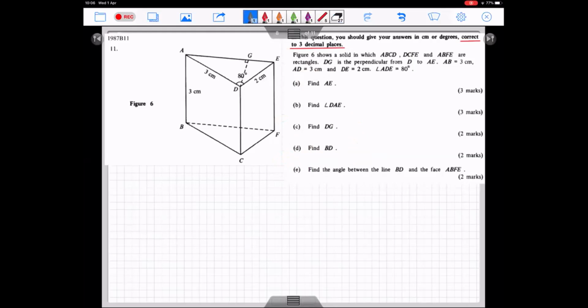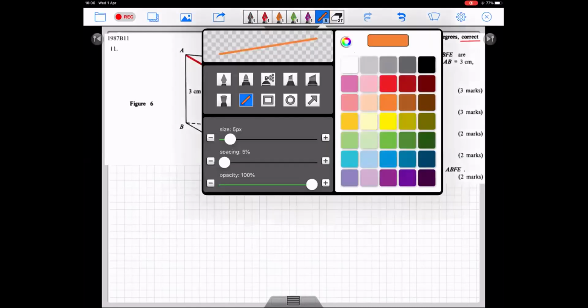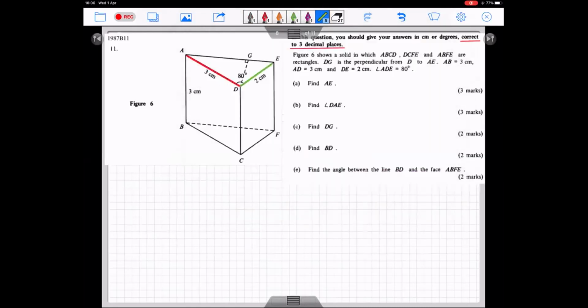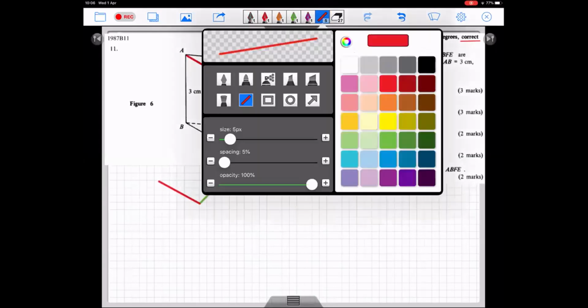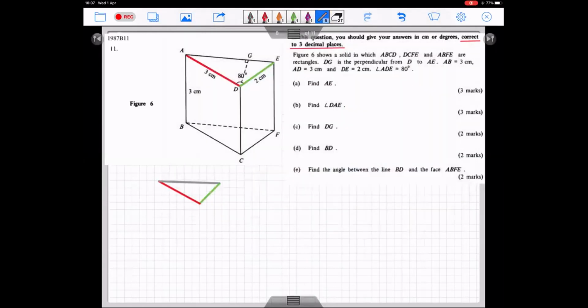All right, so let's look at them one by one. Part A is simple. AE will be just the SAS cosine formula, isn't it? SAS cosine formula: the red, the green, and the angle. So we have the green line, the red line, and the angle. Most of us got it right, so I'll only talk about it very briefly. The angle is 80, the green line is 2, the red line is 3. So it is the SAS cosine formula, and we obtain AE.